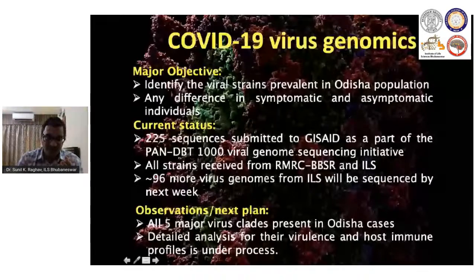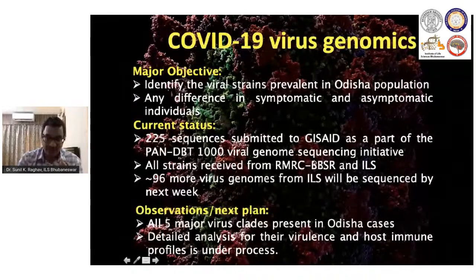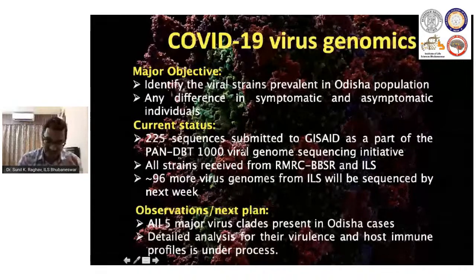So we have sequenced around 225 genomes from these different COVID-19 infected individuals. We have submitted the data to GISAID, the online database also. And this work is done under the PanDBT 1000 viral genome sequencing initiative. So we are doing it from ILS.